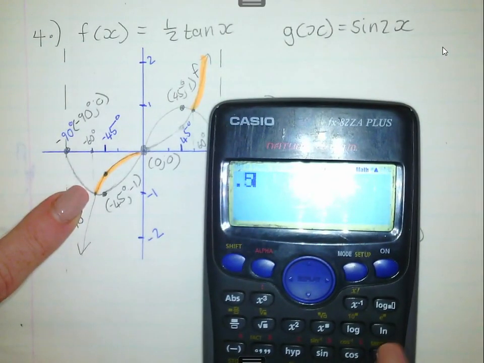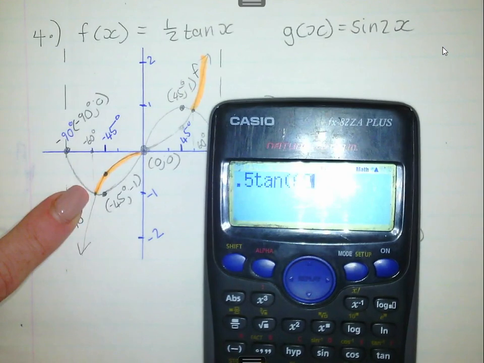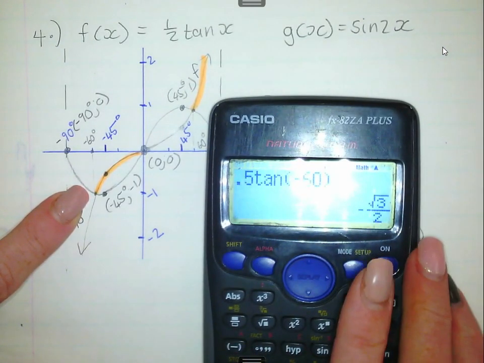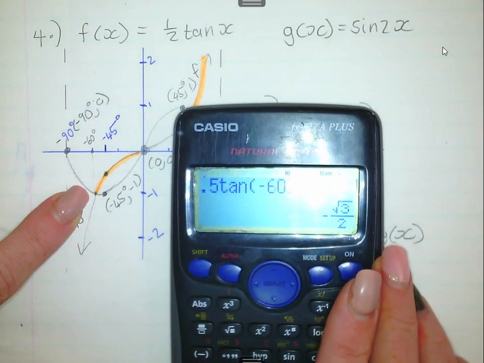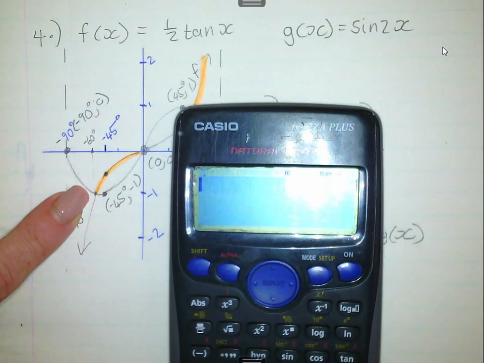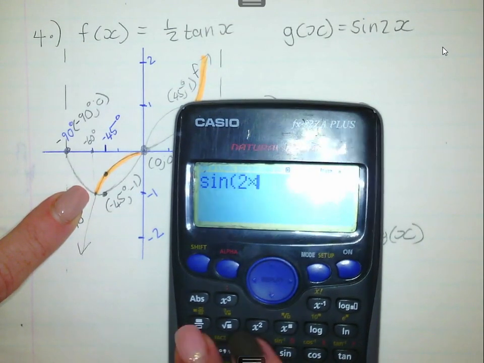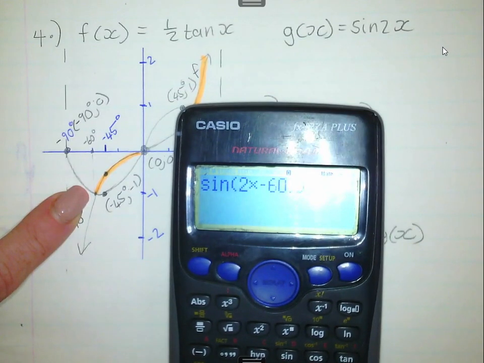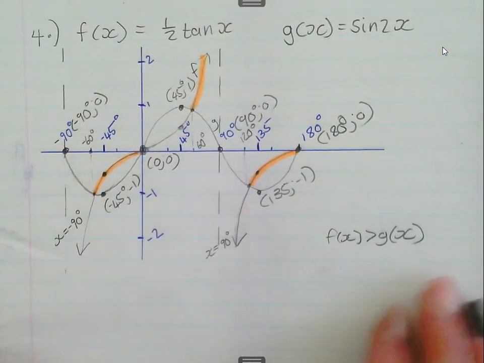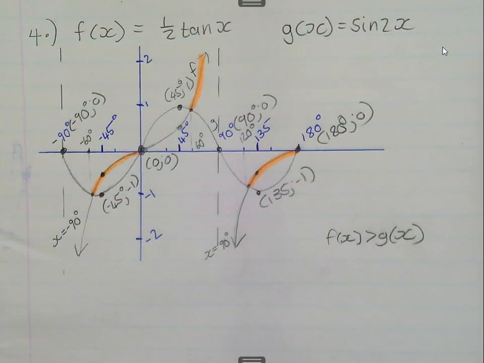Now I substitute in 0,5 tan negative 60, and I get an answer of negative root 3 over 2. Okay? So I'll remember that one, negative root 3 over 2. Then I substitute in sin 2 times negative 60, and I also get negative root 3 over 2. So I know that's the point where they are equal. You can do the same for 60 degrees and the same for 120, but I can assure you it will be the same.